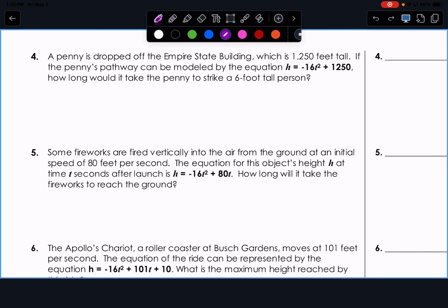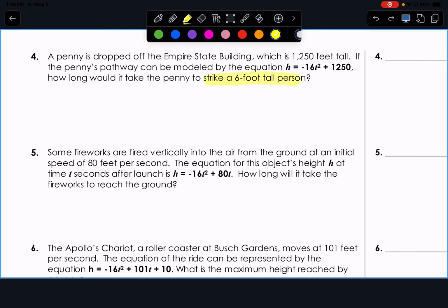All right. A penny is dropped off of the Empire State Building, which is 1,250 feet tall. If a penny's pathway can be modeled by the equation negative 16t squared plus 1,250, how long would it take for a penny to strike a 6-foot tall person?